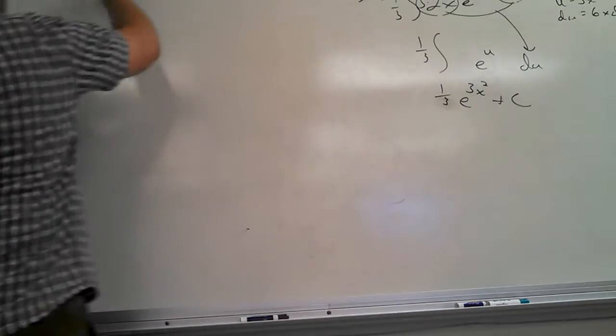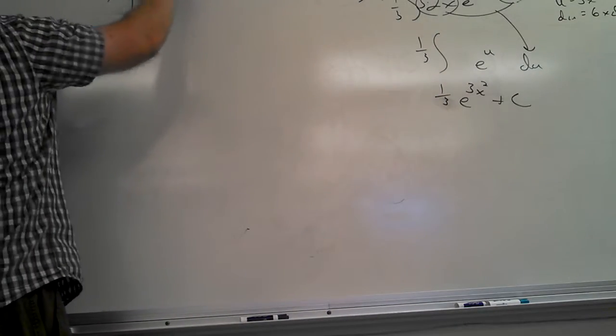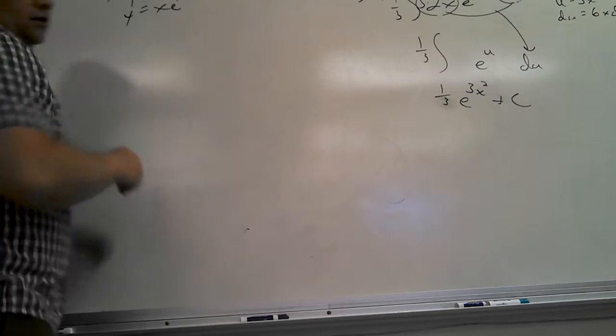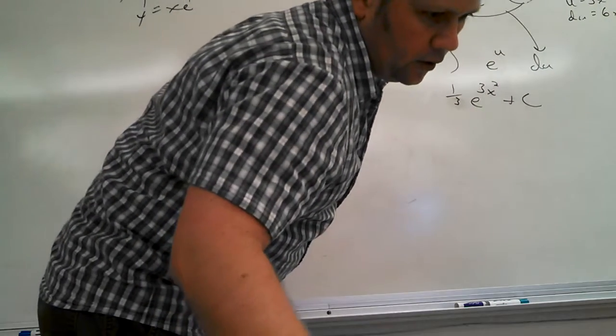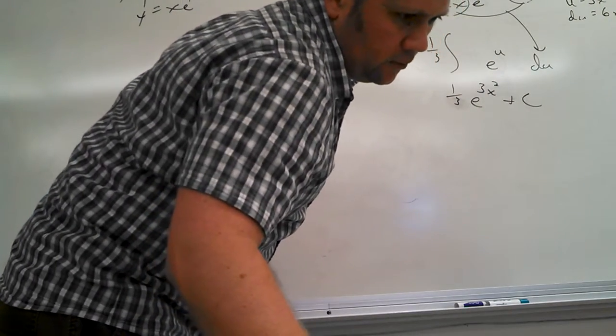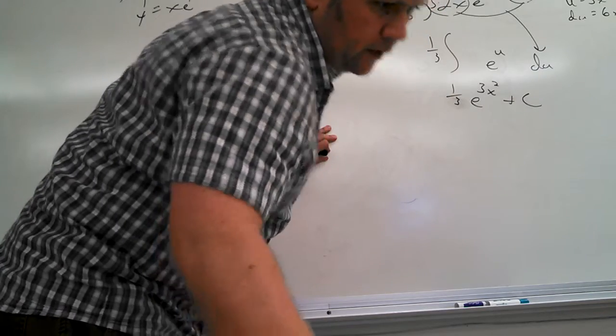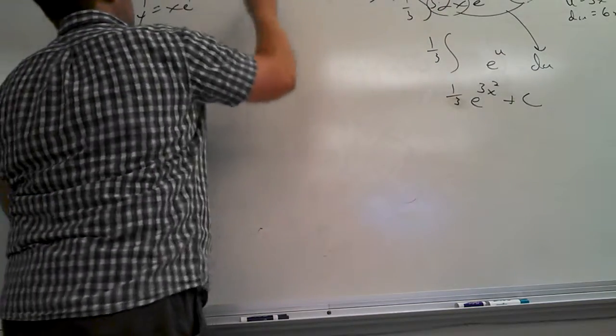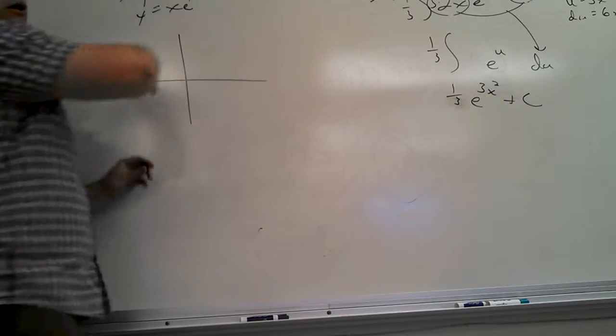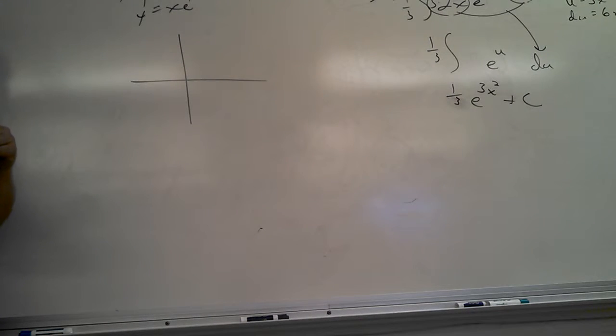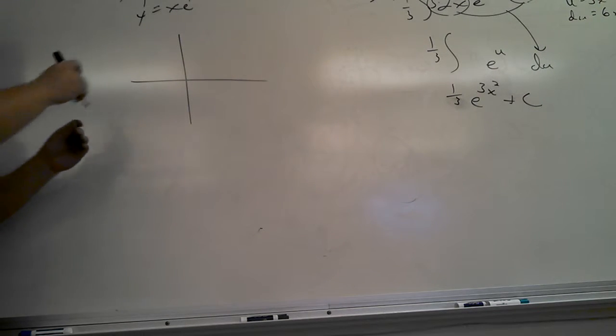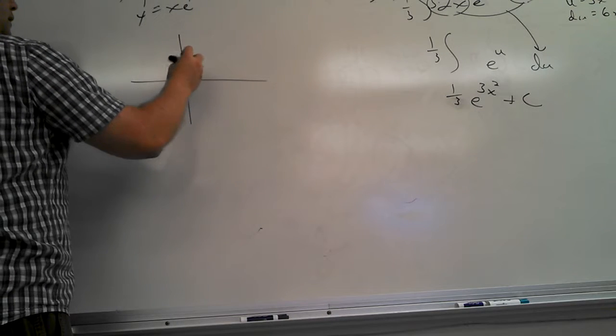All right. y equals e to the x, y equals x e to the x, and you want to find the area enclosed by these curves. What am I missing? x equals 0. So x equals 0 is also known as the y-axis. I love it.